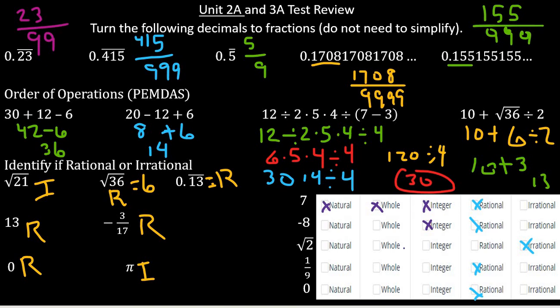Going onward, the 1/9 would just be nothing else there, just rational. 0 would be a whole number and an integer. And I think that's it. So that's going to conclude, hopefully I got that right, the Unit 2 test review.